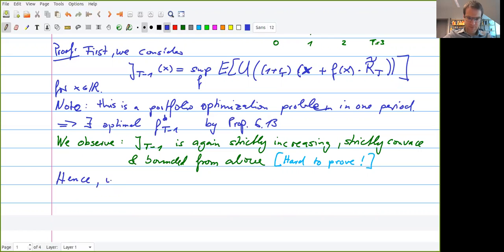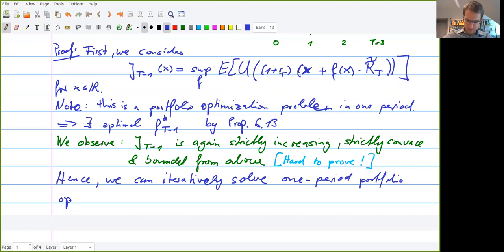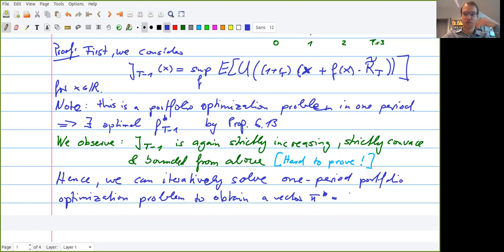And we can iteratively solve one period portfolio optimization problems to obtain, and this is again our proposition 6.13, vectors, or basically an investment rule which optimizes these local optimization problems we have. So this is P star.